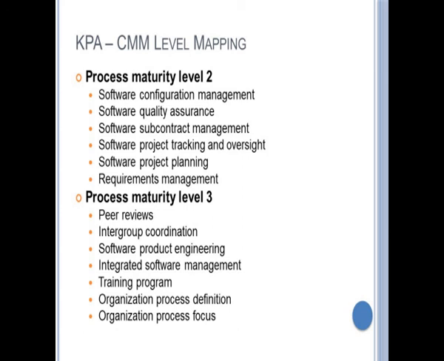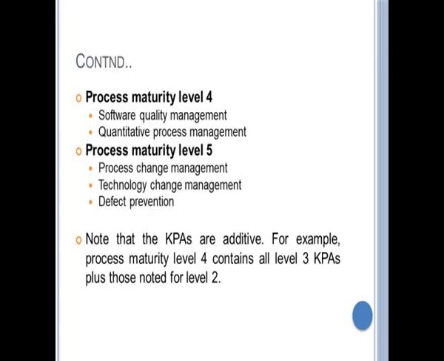Key process areas of level 4 focus on establishing a quantitative understanding of the software process. So, key process areas include quantitative process management and software quality management. Then, level 5 key process areas. Level 5 covers the issues that both the organization and project must address to implement continuous and measurable software process improvement. So, technology change management and process change management are the key process areas in level 5.